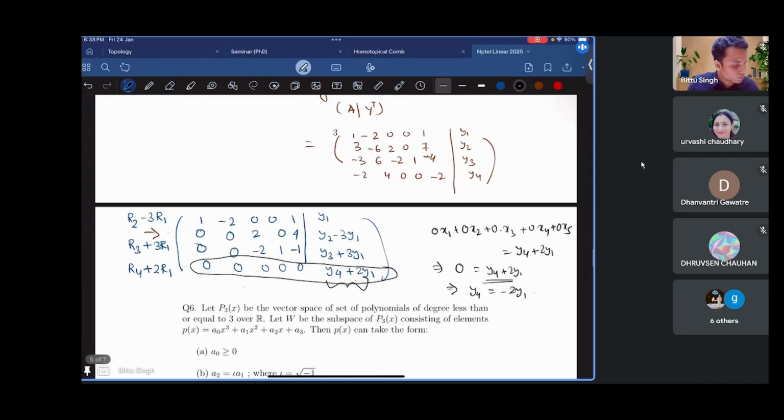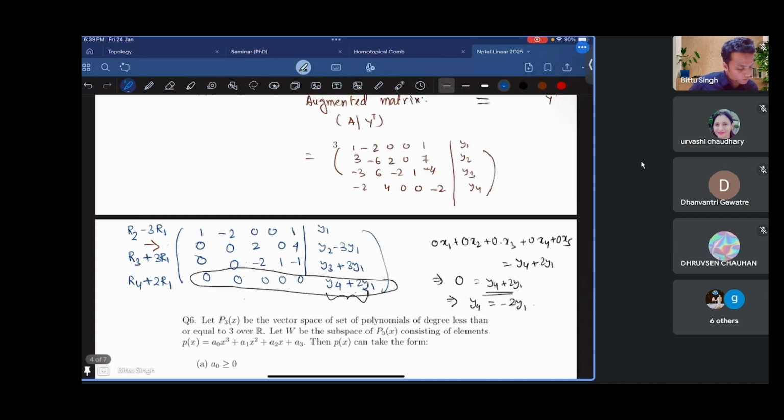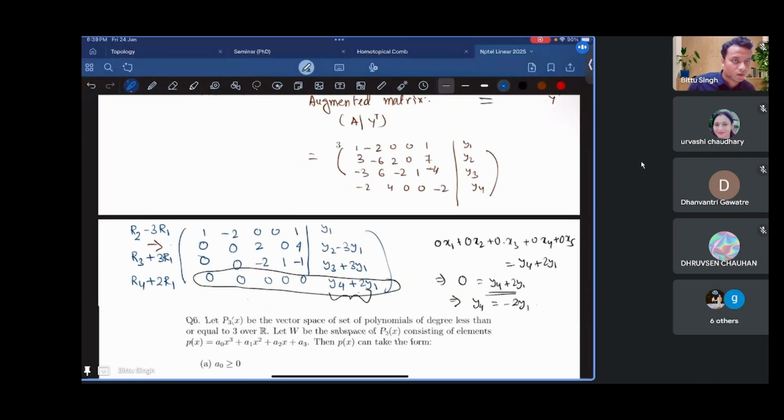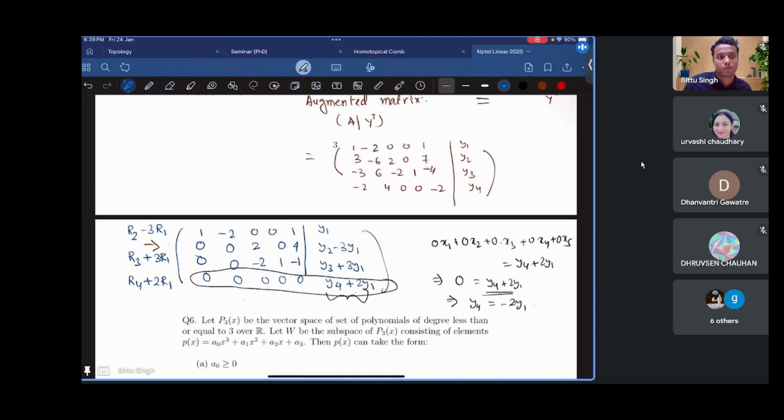So actually, this does not stop here. Let me do another step. Up to now, it is not a row reduced form, row echelon form. So we need to make row echelon form.